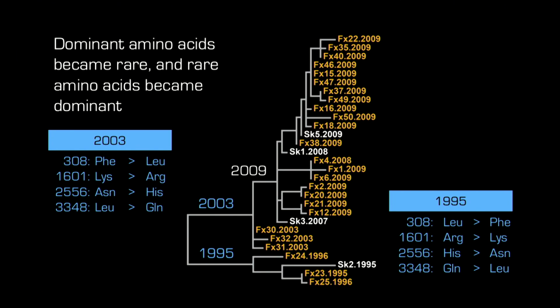If you look at that same site in the 2003 samples, 308, you now see phenylalanine has taken over and just a trace of leucine. And we saw that at several different sites in the genome, where the amino acid that characterized the outbreak genotype was already present in that population. So in this case, we had dominant amino acids that became rare, and then rare amino acids that became dominant. We saw that inversion. And that's really what characterized the outbreak for us.